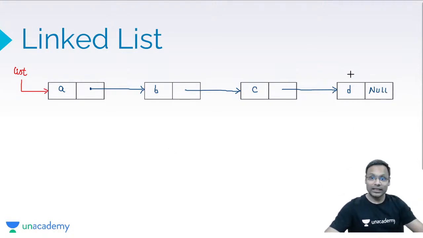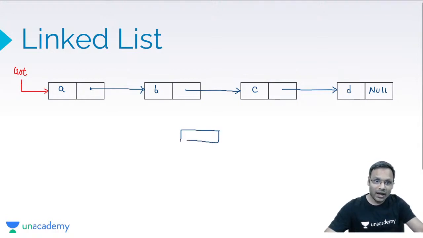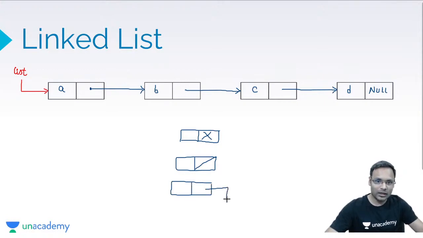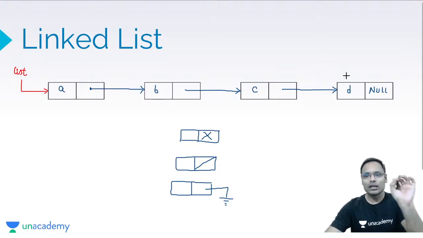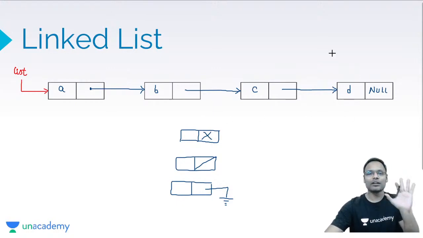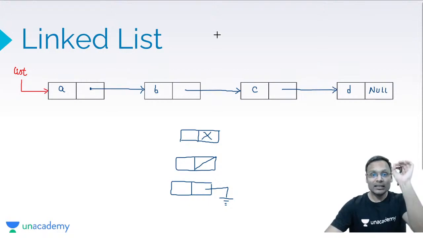Now for this last node, when we show null, there are multiple ways to show it. Null can be represented like this or like this, a big cross, or a single cross like that, or sometimes null can be represented like this, grounded. All these are representations of the null pointer. I will be using this one for my entire course. You can see different representations in multiple places, but the meaning is the same: the null pointer.